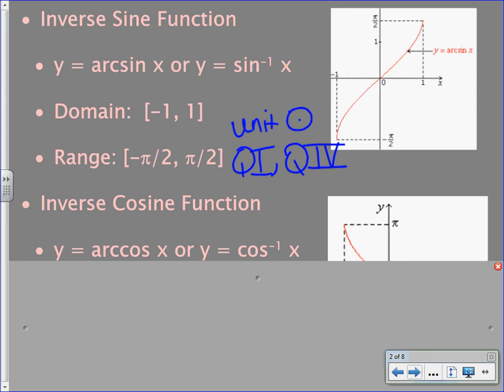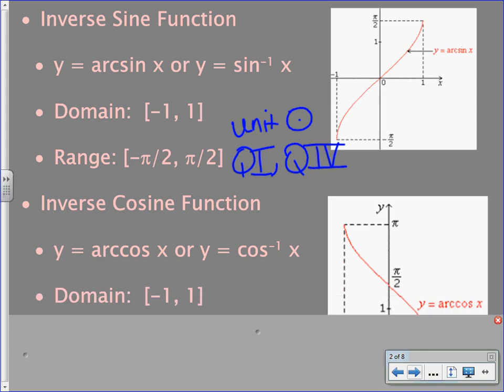We all know what the graph for y equals the cosine of x looks like. What is the range for the cosine? -1 to 1, which means our domain for the inverse is -1 to 1.